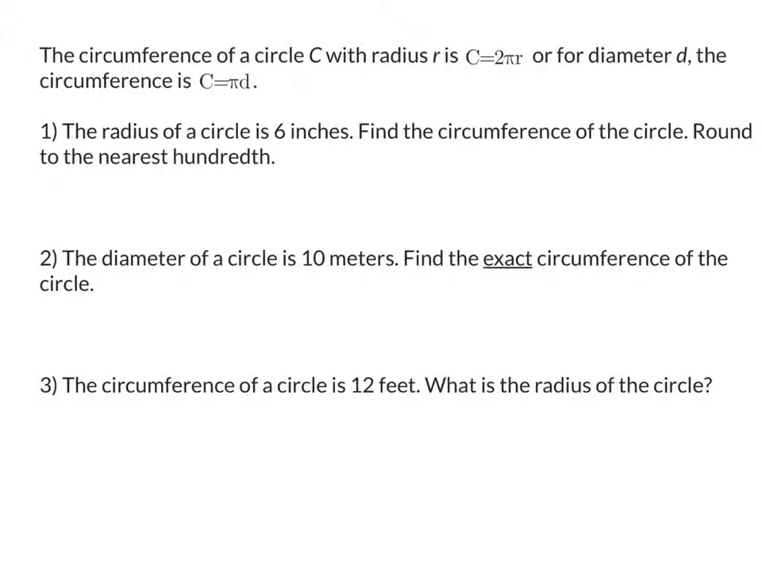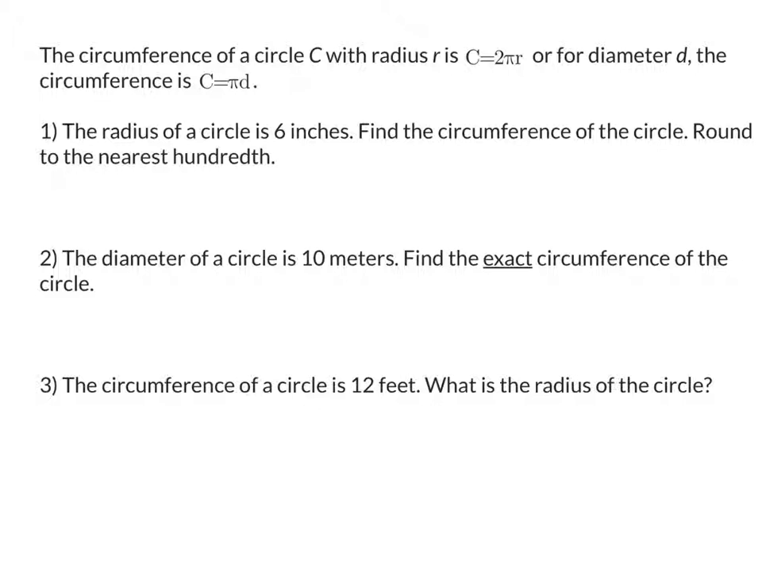Hello. In this video, we're going to be talking about the circumference of a circle. The formula for circumference of a circle is 2 pi times the radius, or if you know the diameter, it's just pi times diameter. Okay, so I have a few example problems I want to try with you.